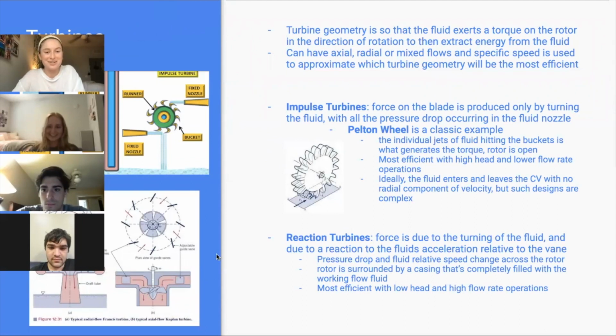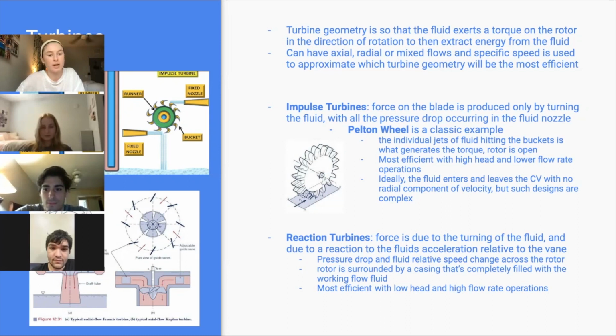So I will be touching on turbines. Turbine geometry is such that the fluid exerts a torque on the rotor in the direction of rotation to then extract energy from a fluid. And that's kind of the base of a turbine, is they extract energy from the fluids. These can also have axial, radial, or mixed flows, and the specific speed, which Stephanie just touched on as well, is used to approximate which turbine geometry will be the most efficient for certain situations.